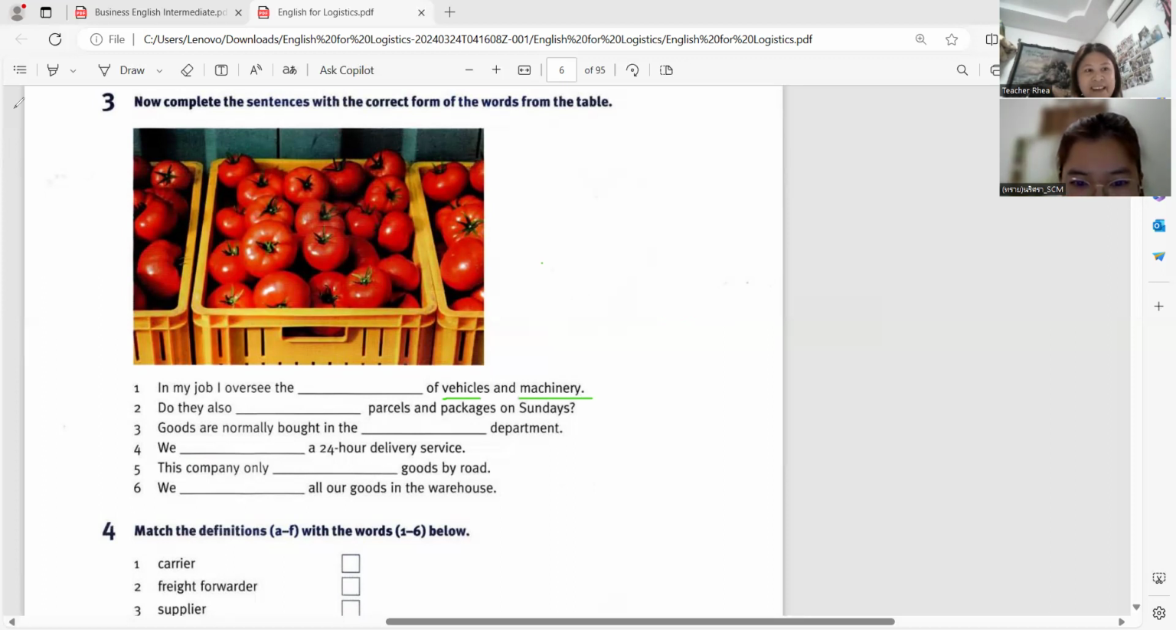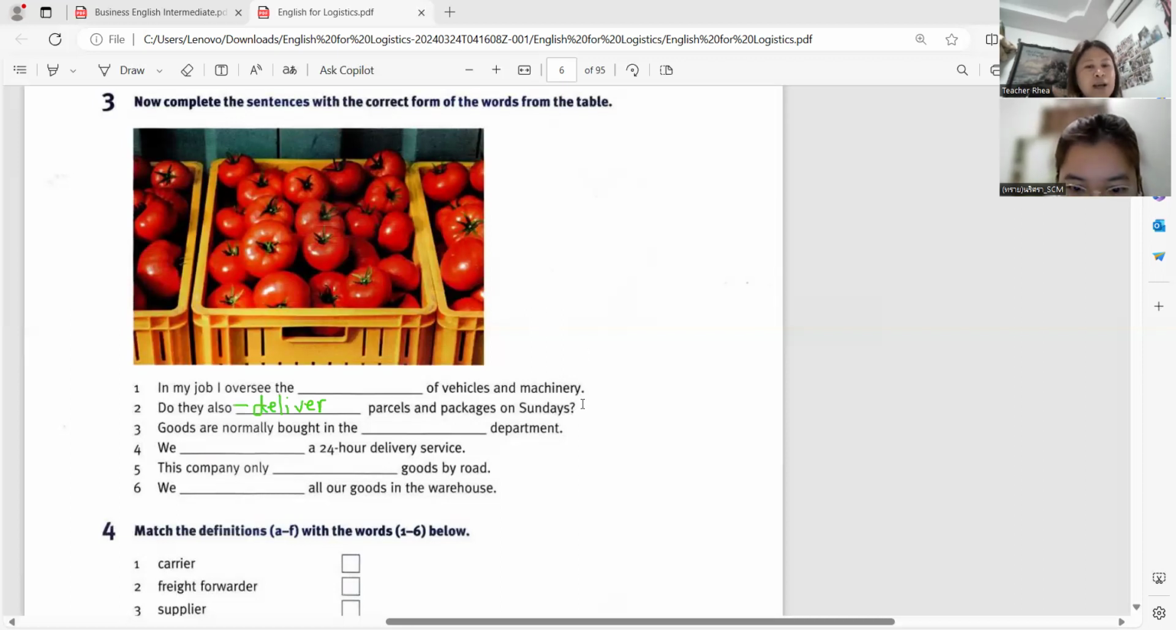Can I answer the second word? Yes. Do they also deliver parcels and packages on Sundays? So is this a verb or a noun? Verb. Yes, it's a verb. Do they also deliver parcels and packages on Sundays?